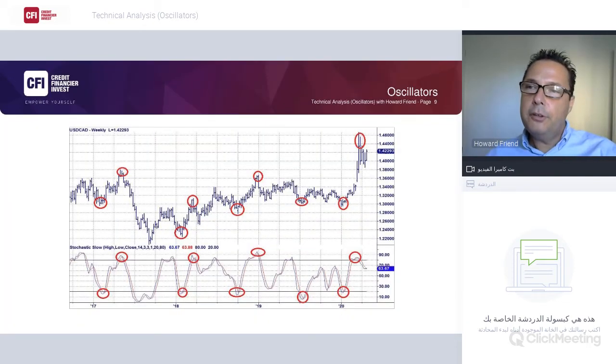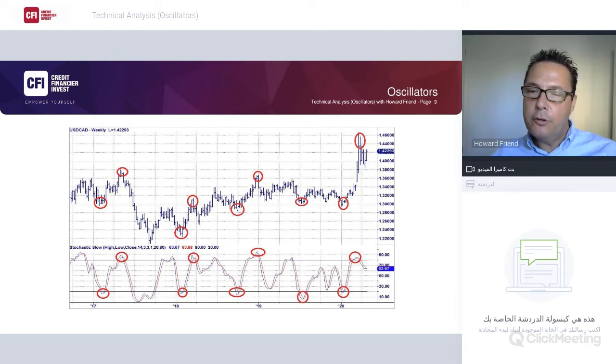Another example here, this is USD/CAD on a weekly chart. And this time just plotted alongside its stochastic indicator, 14-period, 3 and 3. So the stochastic indicator here, you can see I've circled in red some important highs and lows on a weekly basis. So let's say you're a multi-week swing trader. This indicator could help you catch some of these important turning points.